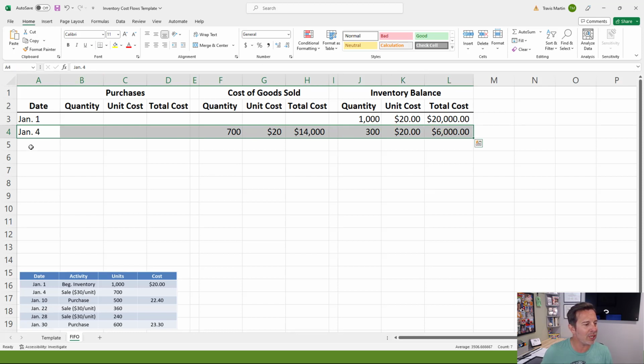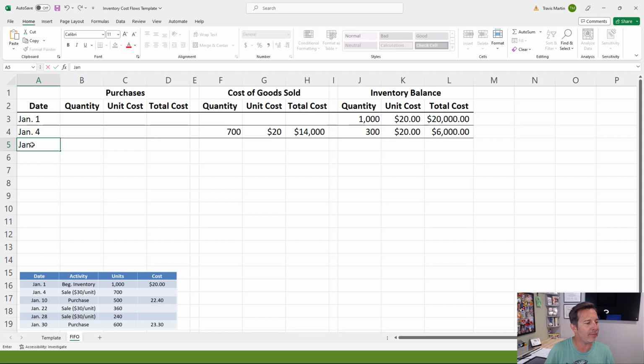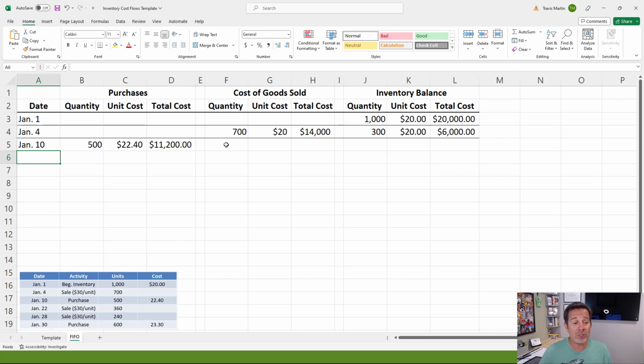Next up, January 10th, we are buying inventory. We bought 500 at a cost of $22.40. Nothing was sold, so I'm going to leave that part blank. I'm going to come over here to my inventory balance. Here's a really easy place to booger things up. And people get stuff wrong on FIFO, LIFO. This is normally where it happens, at least a lot of time where it happens.